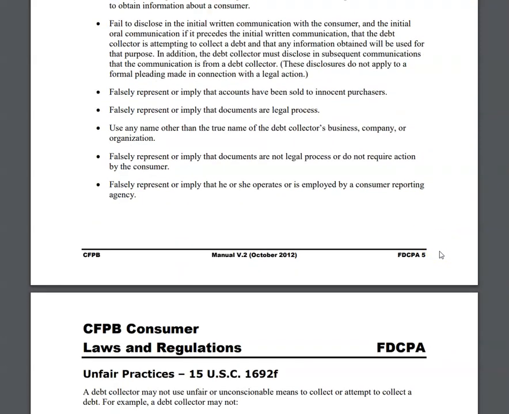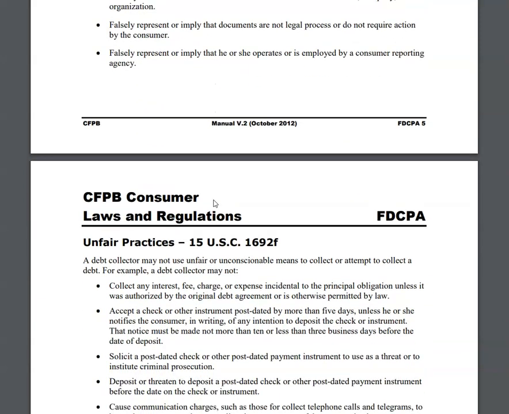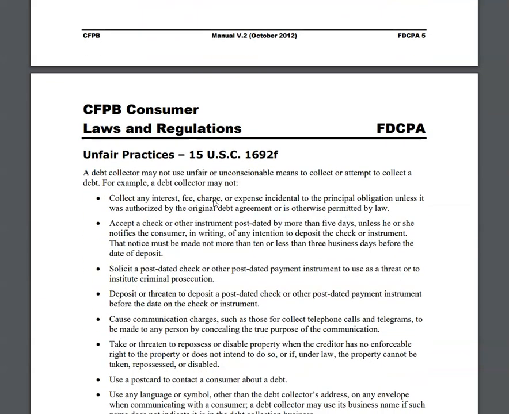Next, falsely represent or imply that he or she operates or is employed by a consumer reporting agency. So that goes into where they're going to threaten to put that negative information on your credit report. So they say, hey, you don't want to pay this debt? Okay, I work for the reporting agency, and we're going to put that information on your credit report.